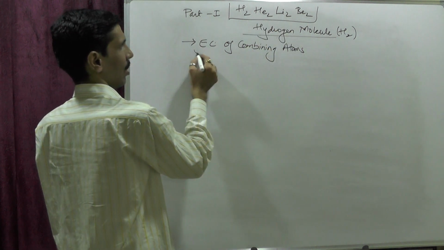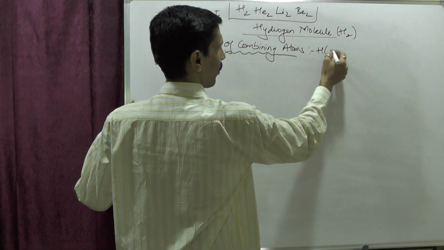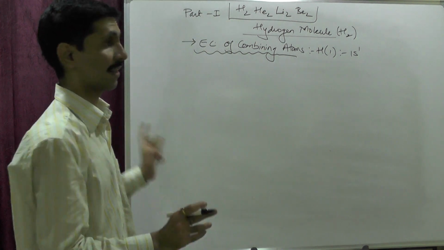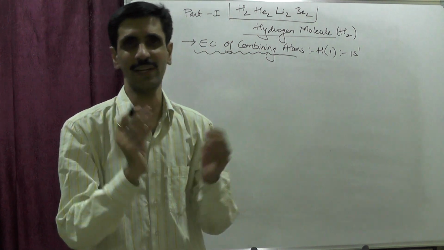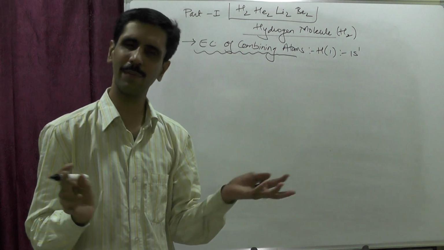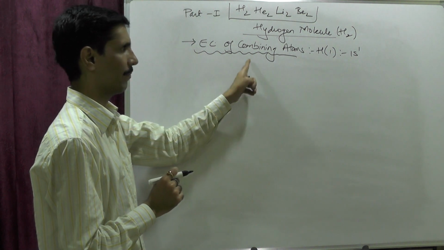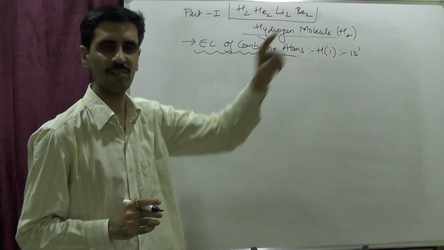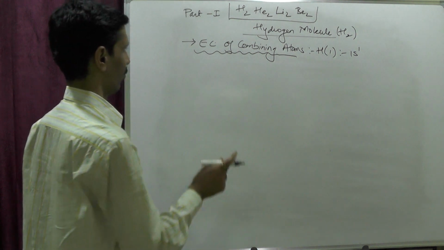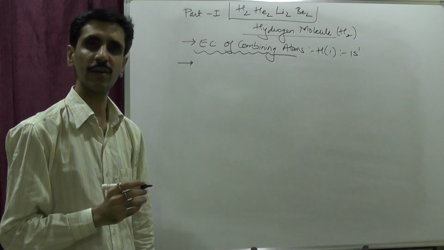Okay, electronic configuration of the combining atoms. So here we are going to talk about hydrogen. Atomic number is 1, so its electronic configuration is 1s1. The second one also is hydrogen because it is homonuclear. So there is no need to write it twice, okay, writing it once is enough. This second element is also hydrogen. So that was the first point, electronic configuration of the combining atoms, showing hydrogen, and its electronic configuration, everybody knows it, is 1s1.